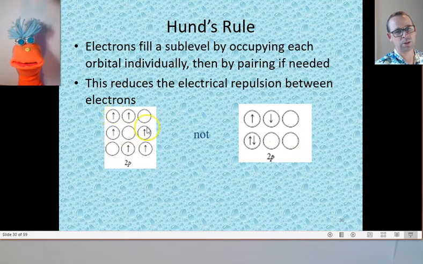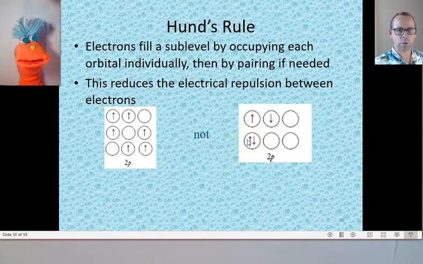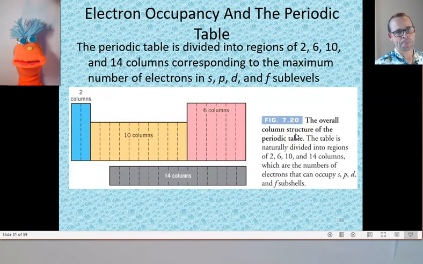I can put it into a P subshell. This is a P subshell, a 2p. I can put 2 like this, 2 like this, or 2 like this, but I can't put 2 with different spins in the same orbital until all of the subshell's orbitals have at least 1. All right.